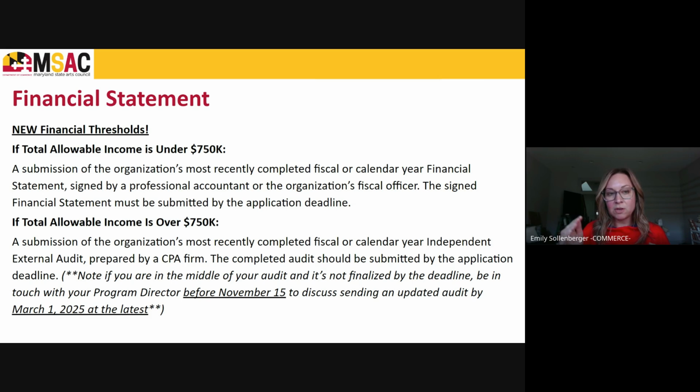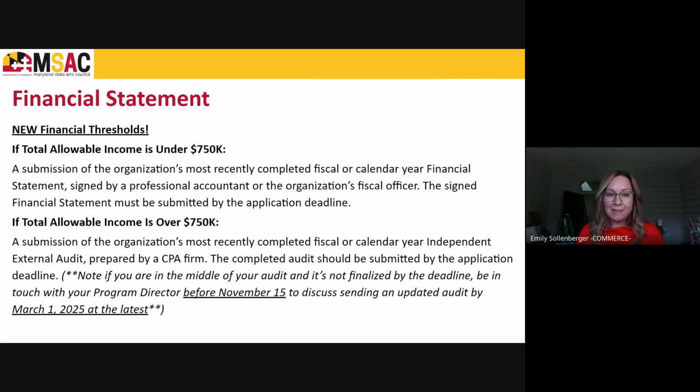So if you're looking at your most recently completed fiscal year financial statement, if you are above the $750,000 threshold, we'll be looking for you to submit an independent external audit prepared by a CPA firm. And that should be submitted at the time of the deadline. If you are under that amount, we need a signed internal financial statement or like a profit and loss statement.